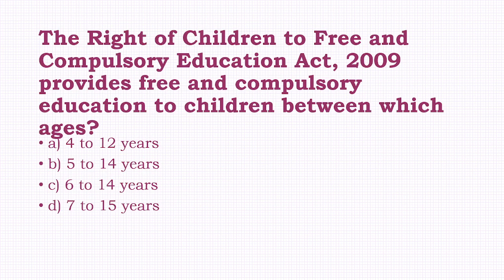The Right of Children to Free and Compulsory Education Act 2009 provides free and compulsory education to children between which age? Option: 4 to 12 years, 5 to 14 years, 6 to 14 years, 7 to 15 years. Answer of this question is option C, that is 6 to 14 years.